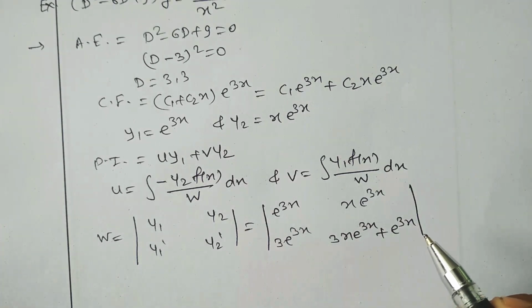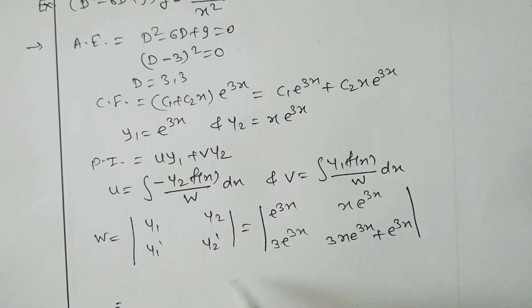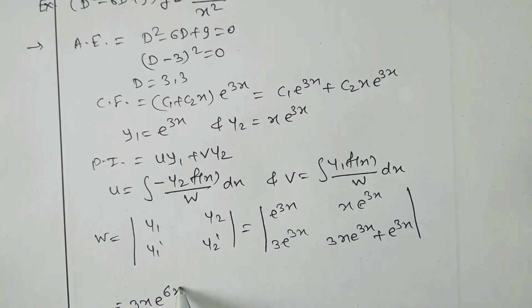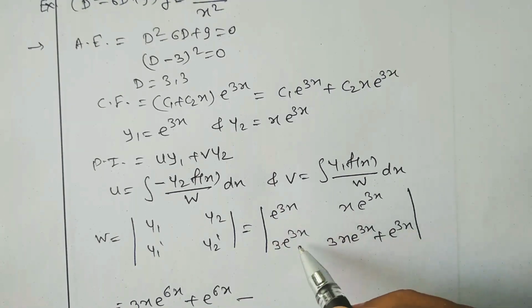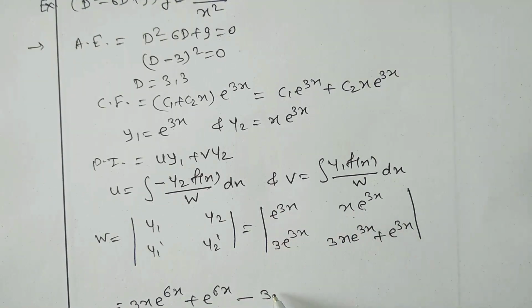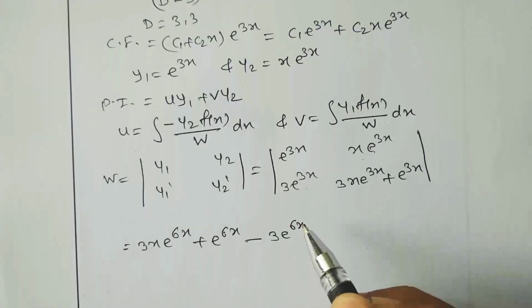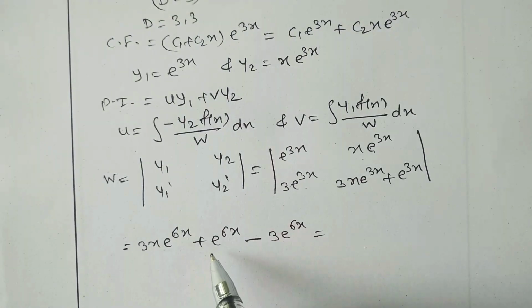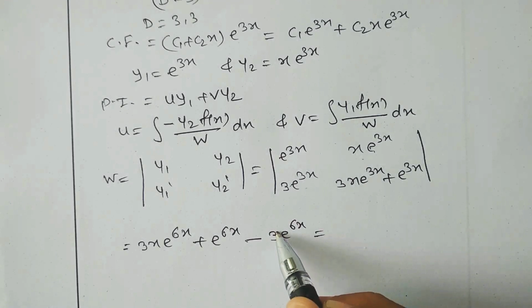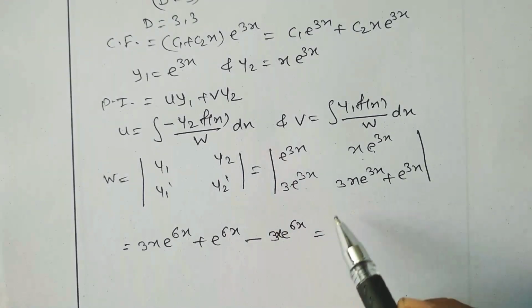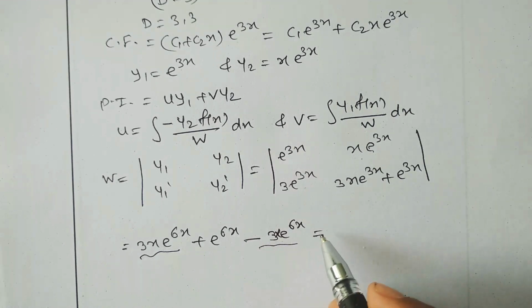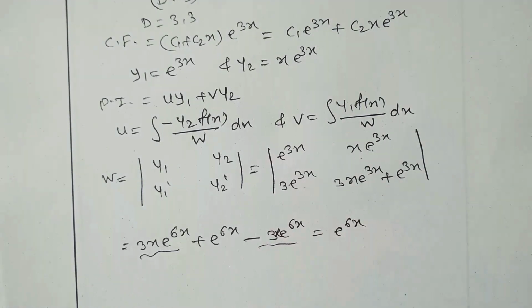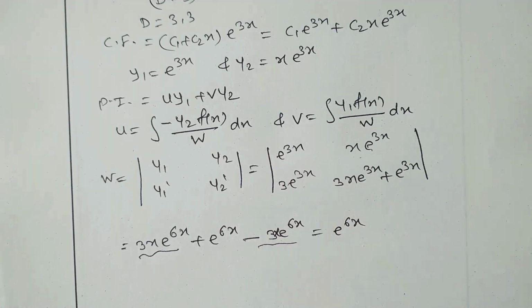Then this is equal to, on multiplication, 3x e^(6x) + e^(6x) minus the multiplication of these two, 3 into x e^(6x). So 3x e^(6x) minus 3x e^(6x) will get cancelled. We will get e^(6x), that is the value of W.